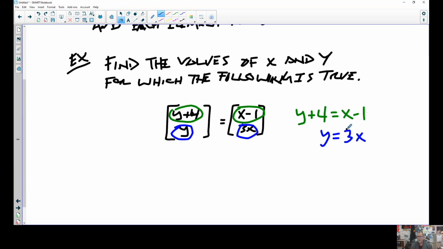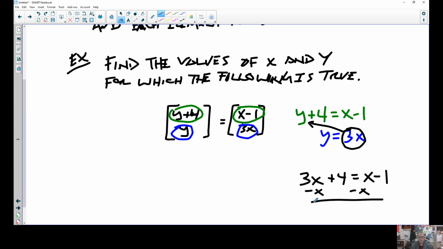Let's take a look at this. If I know this is what y is, I can plug it into y here and then solve this. So I would get 3x plus 4 equals x minus 1, just using substitution. This is just solving a system of equations. We've already done this, right? So subtracting x from each side gives us, let me get a little more room.